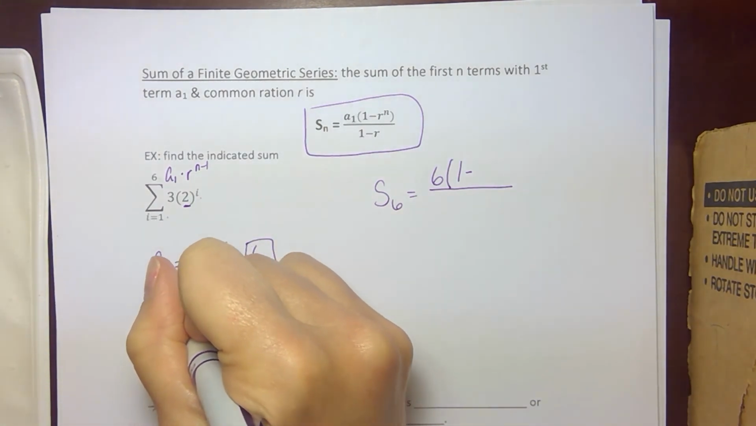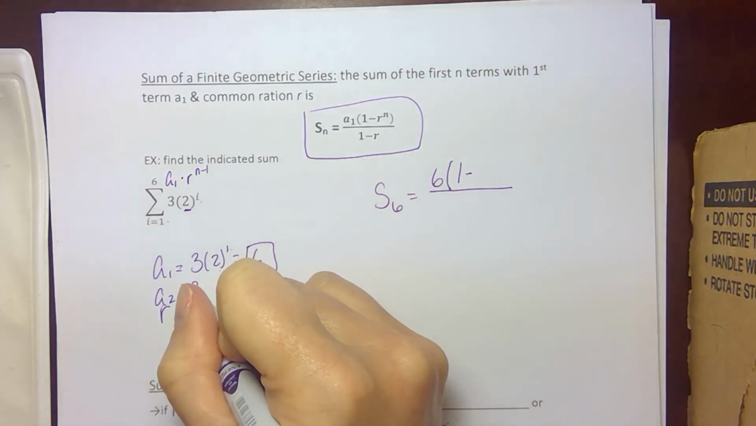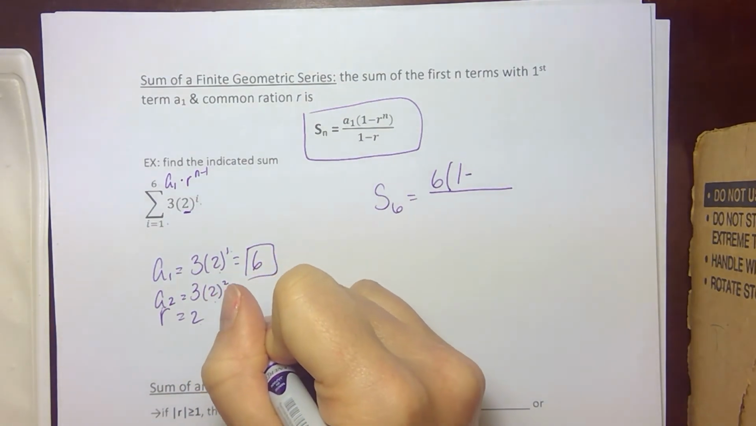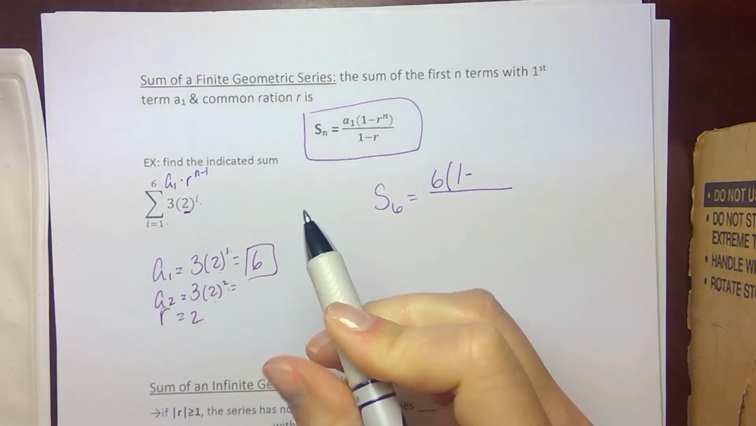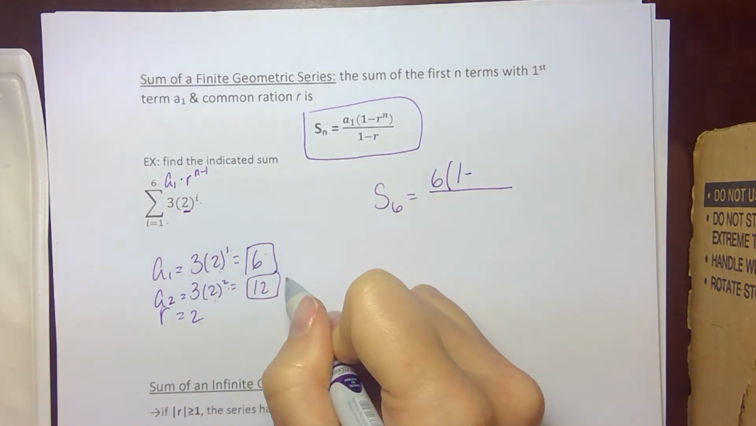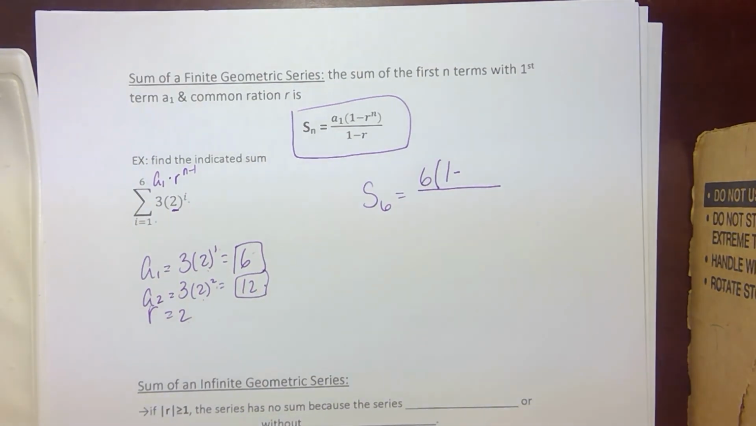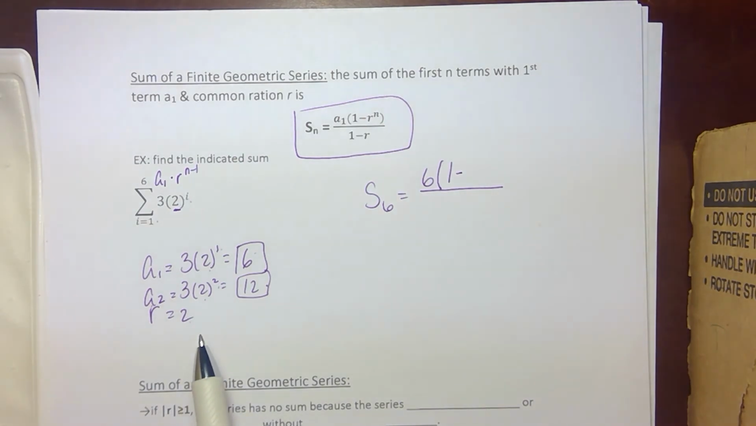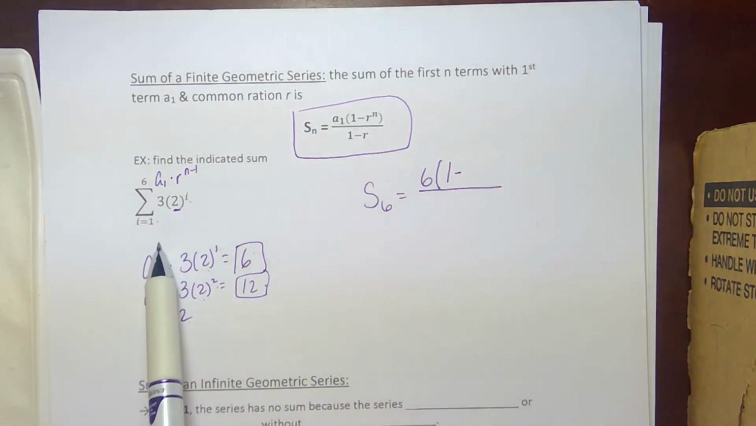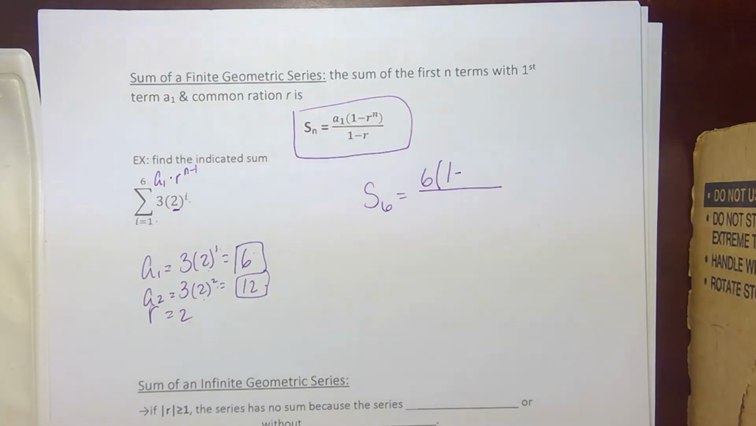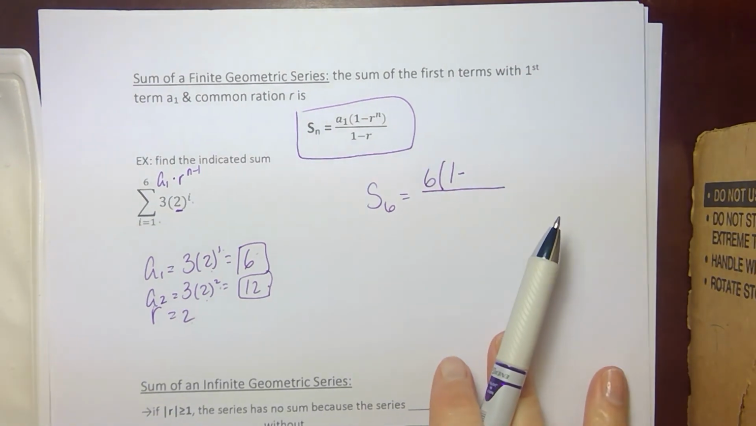If we want to double check that, I could find the second term. It would be 3 times 2 squared. Well, 2 squared is 4. 4 times 3 is 12. Yep, look at that. 6 times 2 is 12. My third term would be 24. I could check another term if I wanted to be certain. In fact, if I wanted, I could find all 6 terms and add them up to get the sum. But we're going to practice using our formula.